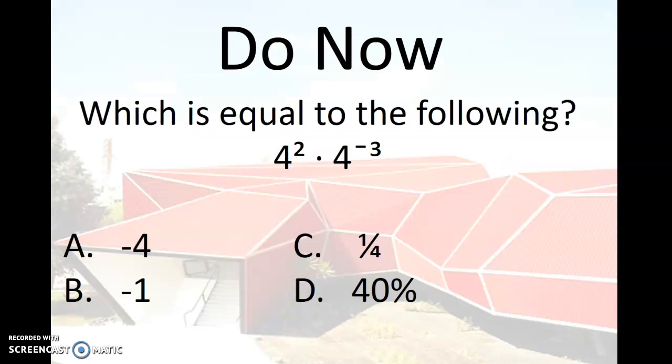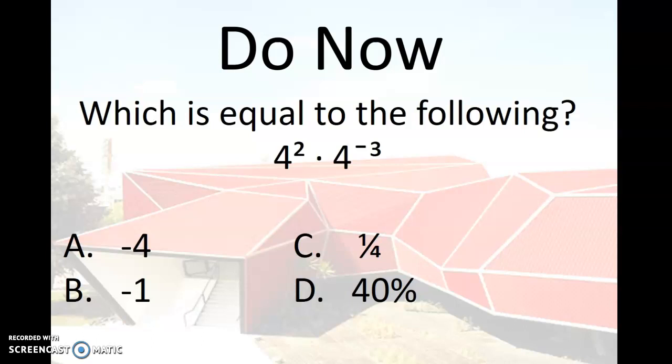So your warm up or do now, I think your notes say warm up, and this is where you're going to put your answer for the warm up. This is just a review of multiplying powers. We have 4 squared times 4 to the negative third power. Remember, when you're multiplying powers that have the same base, in this case 4 is a base, it is not a coefficient, so you are not multiplying your 4s. When you multiply powers with the same base, you add the exponents.